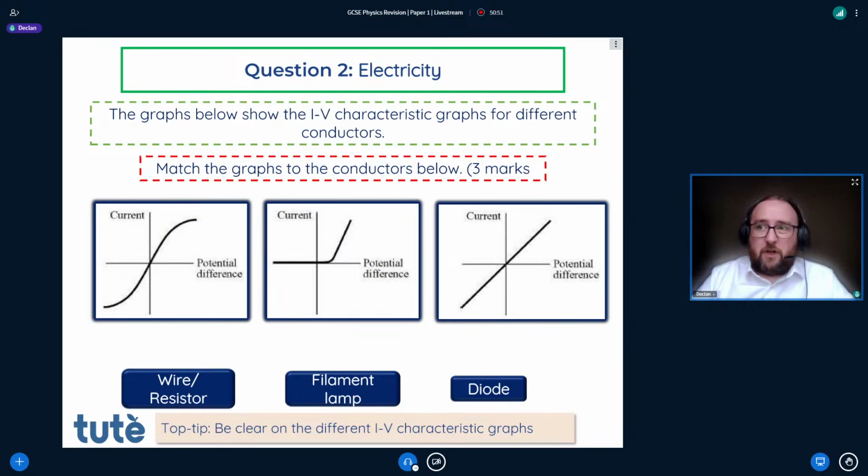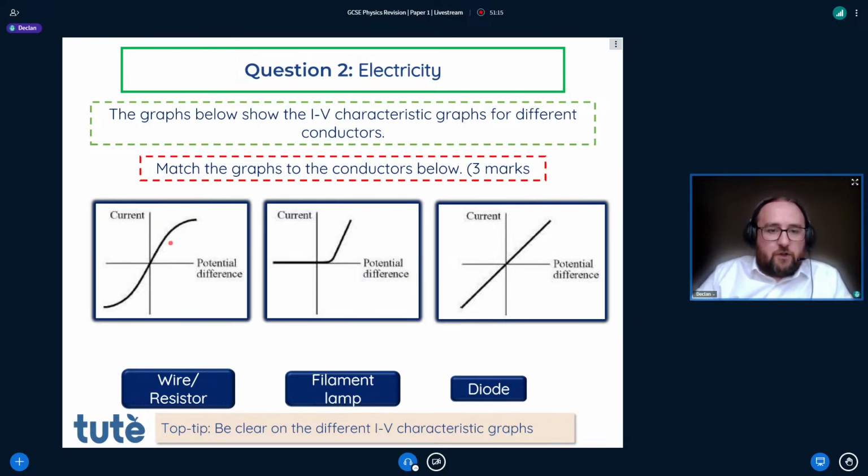Our next question. Oh, look, we've got the graphs. It could ask you, it could give you some results and say plot a graph, but this time we've got the 3 graphs that we're going to look at. So we've got our 3 different graphs, and we need to match the graphs to the conductors below. 3 marks, 1 mark for each correct match up. Make sure even if you have a go, if you've got no clue, have a go. So it's a multiple choice.